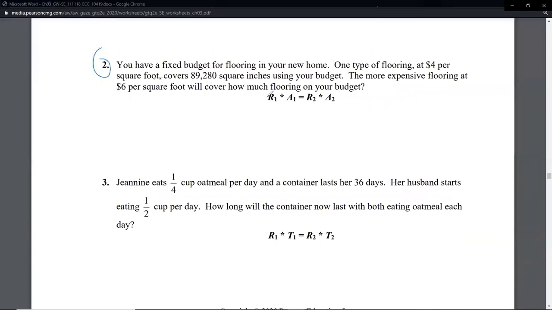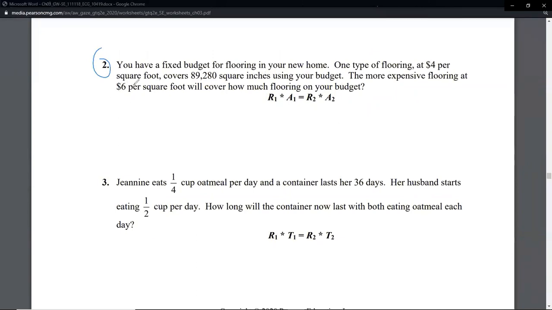Thankfully, because this is going to be a concentration style problem because we still have the same amount of space to cover, no matter what scenario we're under, we don't have to worry about the unit conversions. We certainly could, but it's going to be extracurricular. All right, so $4 per square foot will cover 89,000 square inches, which again, you could convert to square feet, but we're not gonna.